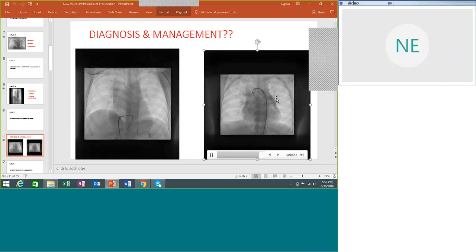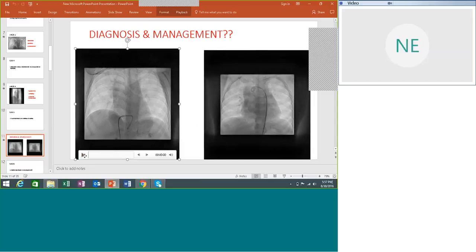So the LPA size you see is normal, because it is supplied by the restrictive PDA from the aorta, and the RPA size is part of absent pulmonary valve syndrome. So the RPA is huge.